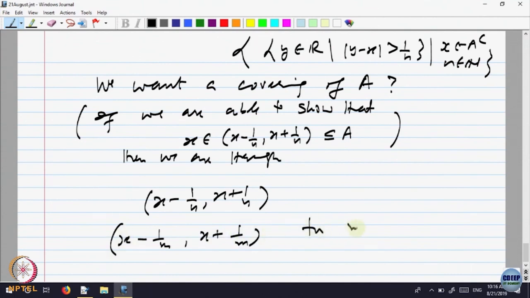For m bigger than or equal to n, what is the relation between these two intervals? Which one is contained? Because if m is bigger than n, then 1 over m is less than or equal to 1 over n. Both are centered at the point x. So, this is smaller than this one, right. So, let us write then this.